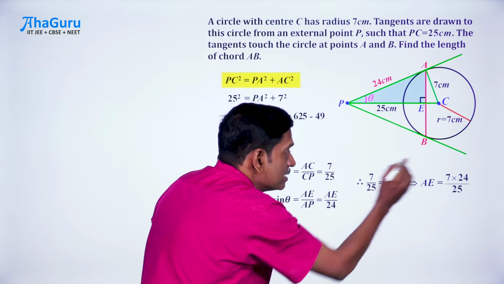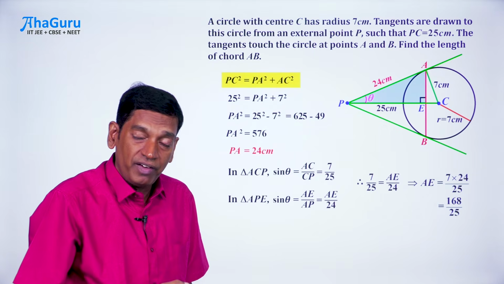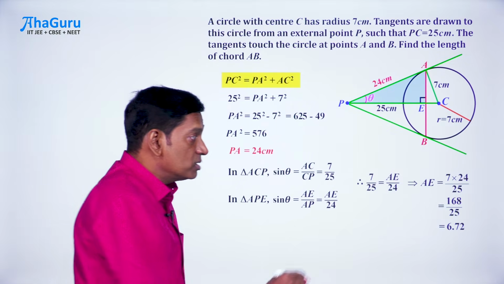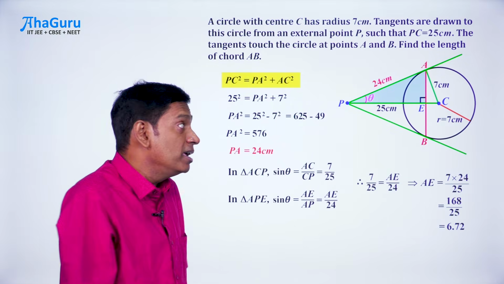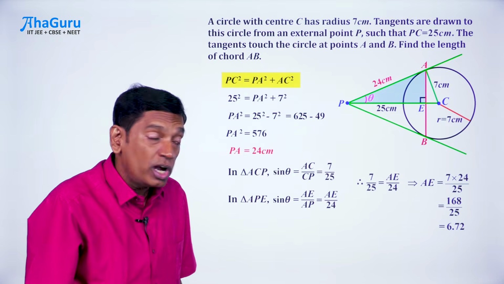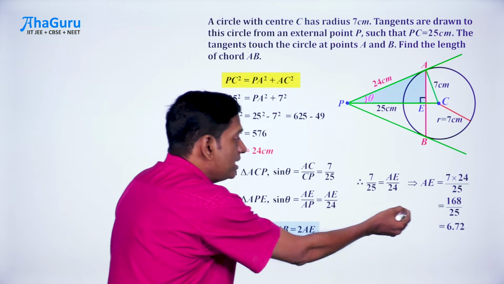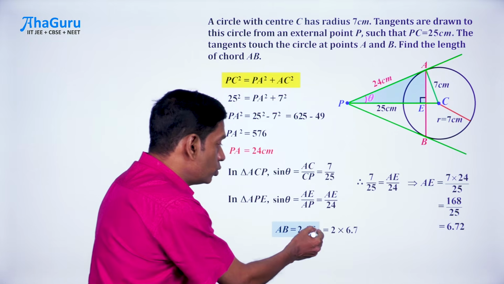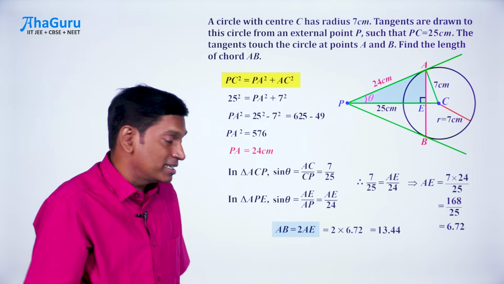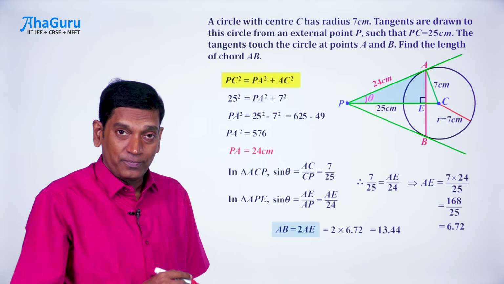That means AE is 7 into 24 by 25, which is 168 by 25. If we want, we can write it in decimal as 6.72. But that is only AE. We want AB. But remember, we already showed that AE and EB are equal. That means AB is nothing but 2 times AE, and AE is already computed. So, it's 2 times 6.72, which is 13.44 centimeter. That is the length of the chord required for us.